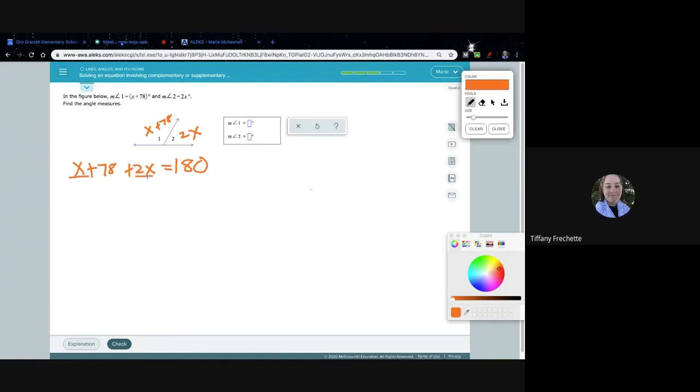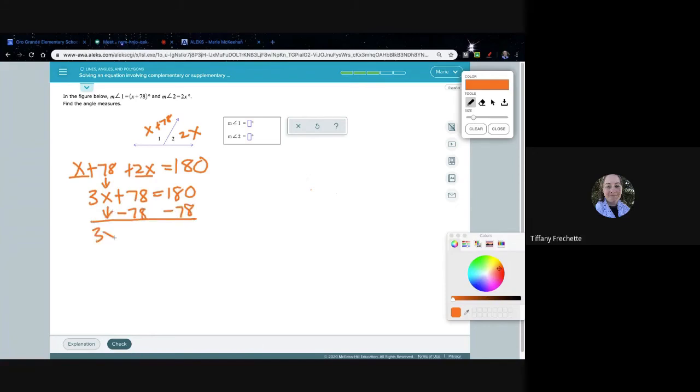We're going to add some like terms. So we have x plus 2x, and we get 3x plus 78 equals 180. So it just comes right down. And now we can start solving for this x. We want to get x by itself. So I'm going to start undoing what's being done. I'm going to start with addition and subtraction. So we have plus 78. I'm going to subtract 78 from both sides.